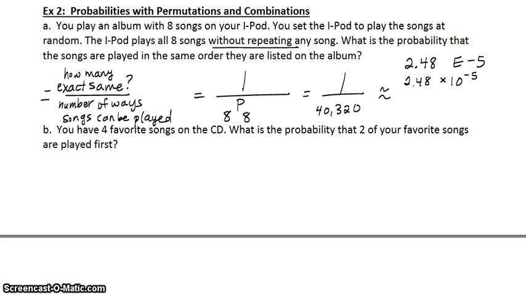Hopefully you remember this from science class, but when I have a -5 for my scientific notation, I move my decimal to the left 5 places. And now when I move it to the left 5 places, there's 1, 2, 3, 4 open spots that I need to add zeros on. So 0.0000248 is actually the probability. Really, really, really small chance of that happening.